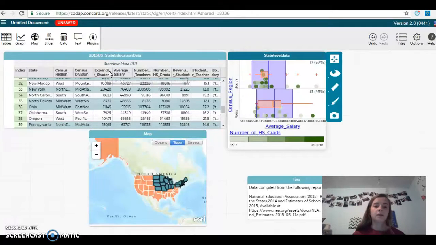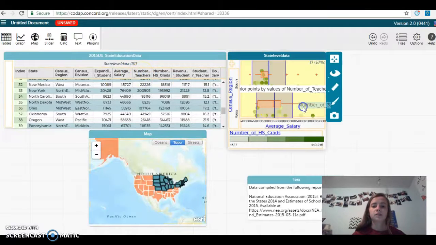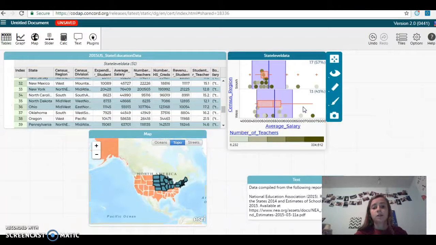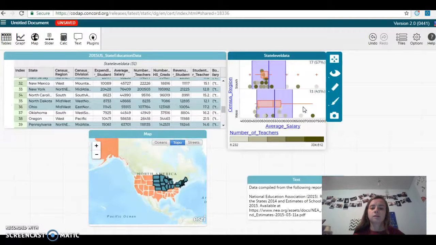And then another thing I like to look at is the total number of teachers in the state. You can drop that in the center, and you can see that the darker the color, the more teachers, and the lighter the color, the fewer teachers. And you can see that there are more teachers in the South than in the West.